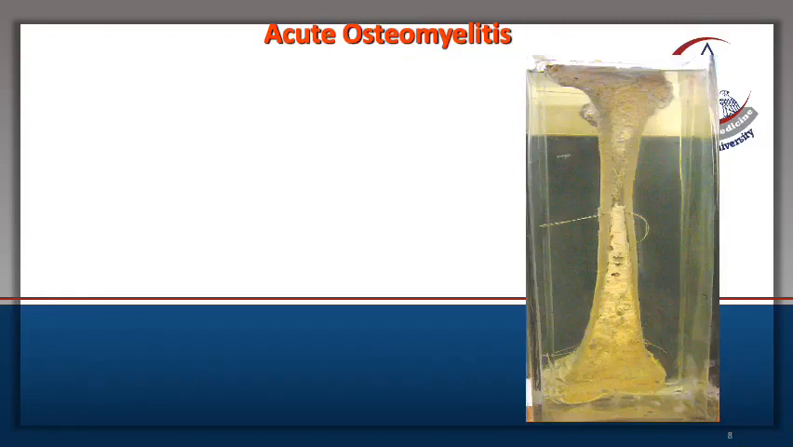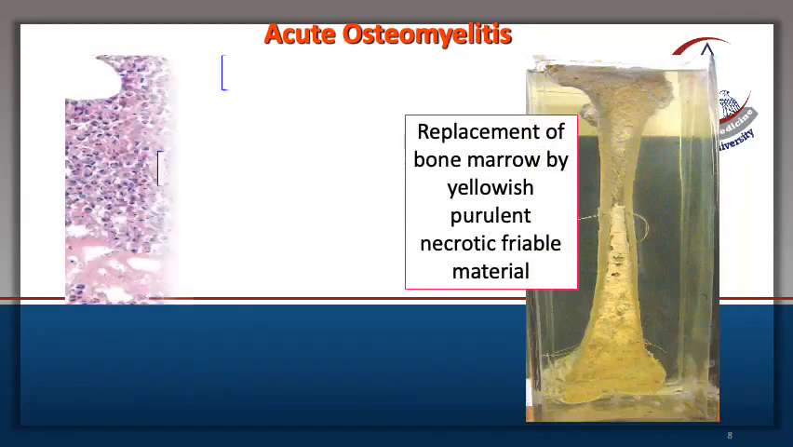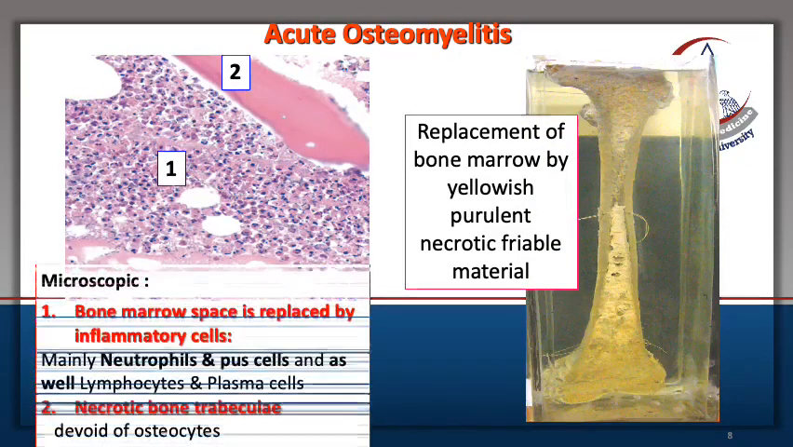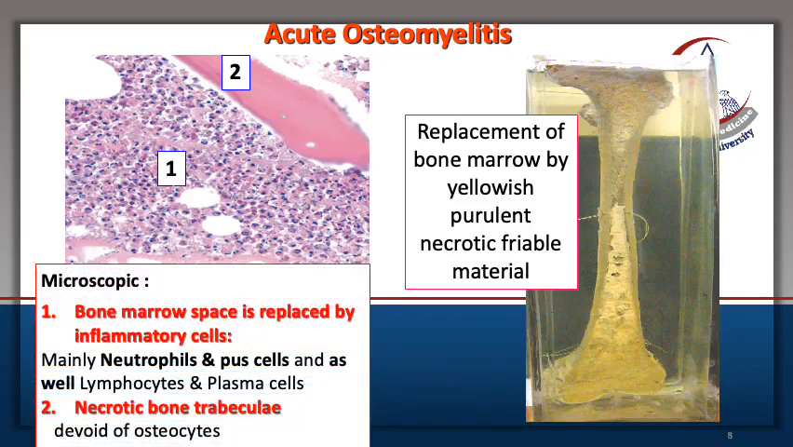Here is a gross specimen showing acute osteomyelitis with the bone marrow replaced by suppurative exudate. Under the microscope, we can see that the bone marrow is replaced by neutrophils, and the bone trabeculae are necrosed, denoted by absence of osteocytes.